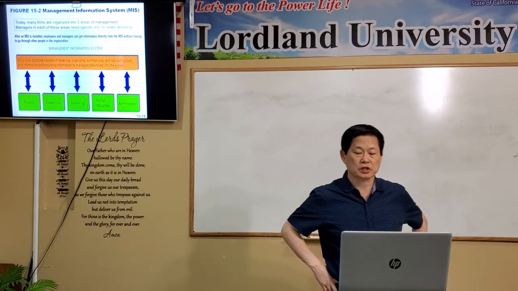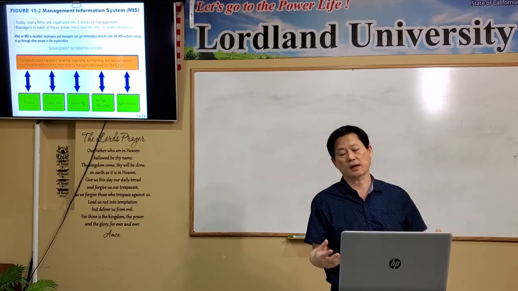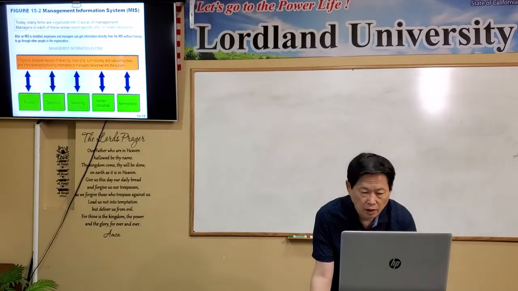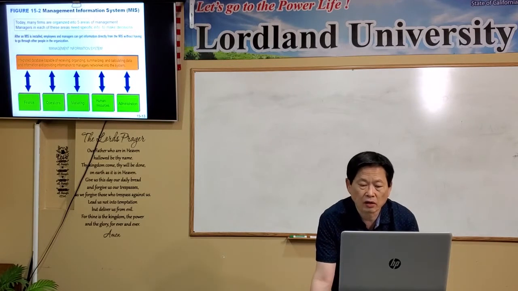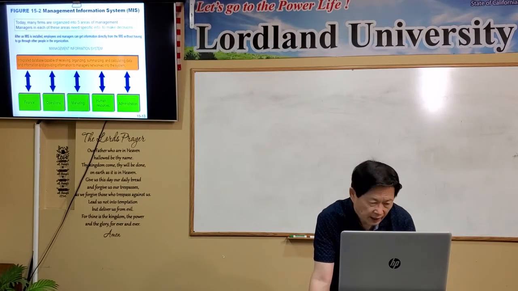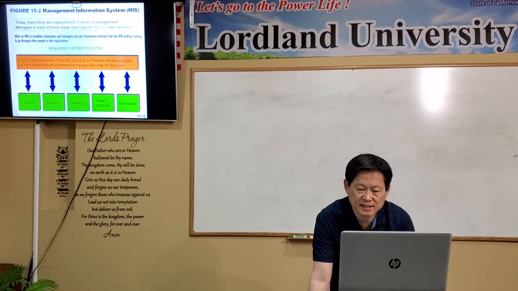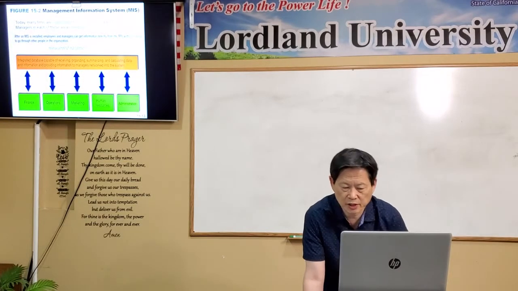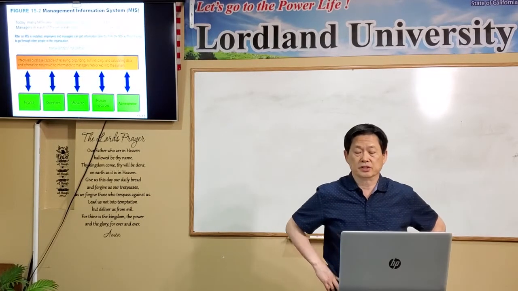This figure shows the management information system. Summarize the management information system. Today, many business firms are organized into 5 areas of management. Managers in each of these 5 areas need specific information to make decisions. What are the 5 areas of management?